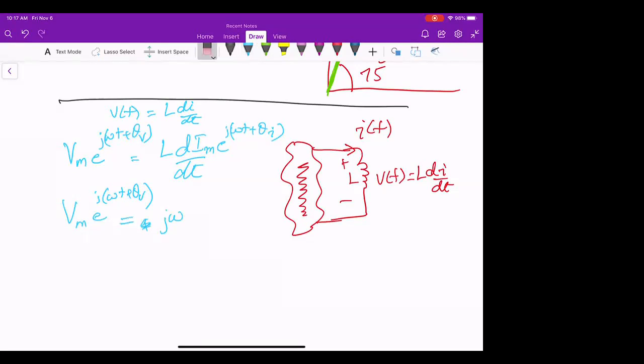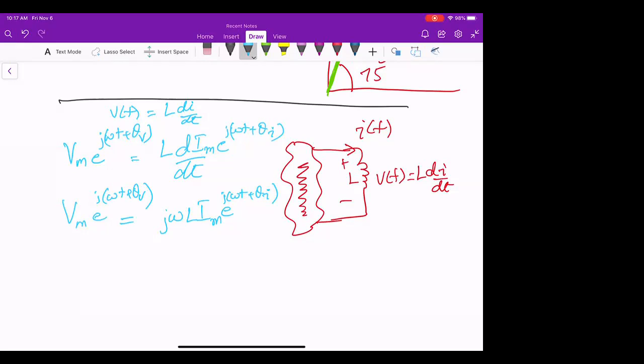Because we are not writing a KVL equation, we are just saying that the voltage in the circuit, we don't know here what it is. Voltage v of t is equal to L di by dt. So we are just trying to find the voltage-current relationship if the inductor is there. If I'm taking the derivative, I'm saying L i m e^(j omega t plus theta i) will be there.